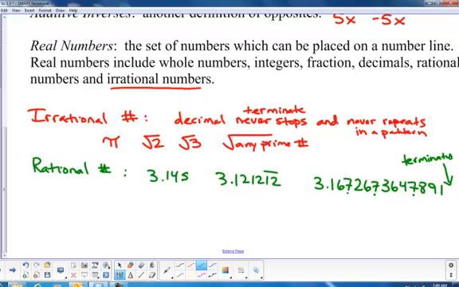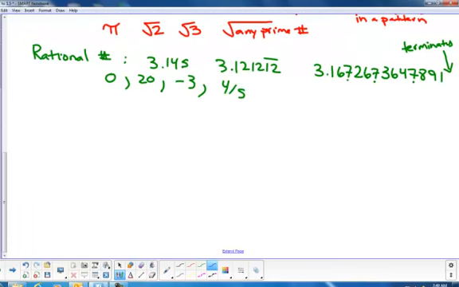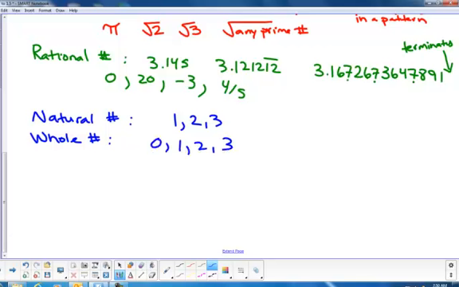It's also all the other numbers, 0, 20, negative 3, fractions, 4/5. Natural numbers are the numbers 1, 2, 3, and everything above it. Whole numbers include 0 and all positive whole numbers or natural numbers. And integers are all the positive and all the negative whole numbers.